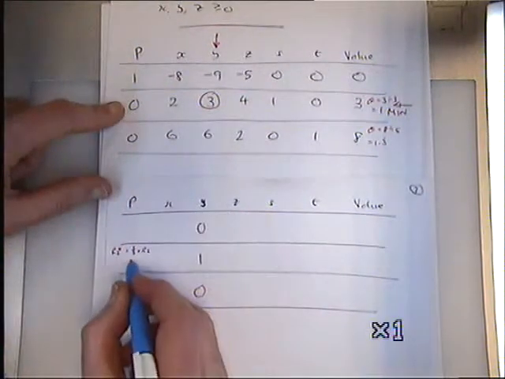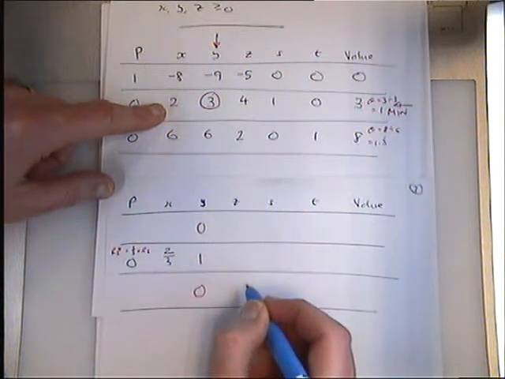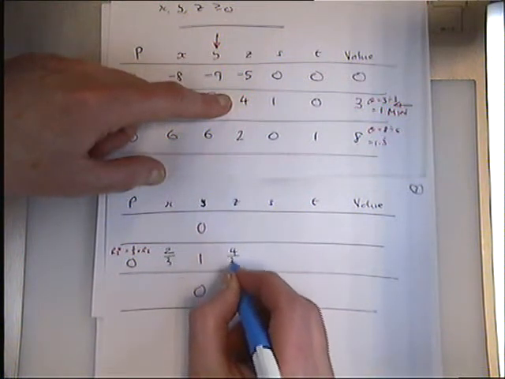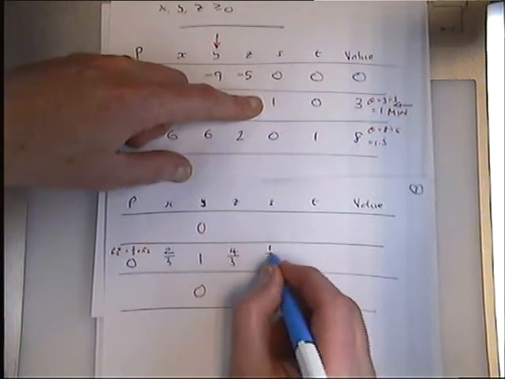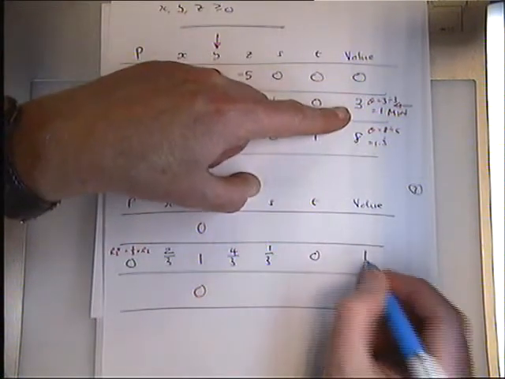So 0 divided by 3 is 0. 2 divided by 3 is 2/3. 3 divided by 3 is 1. 4 divided by 3 is 4/3. 1 divided by 3 is 1/3. 0 divided by 3 is 0. 3 divided by 3 is 1.